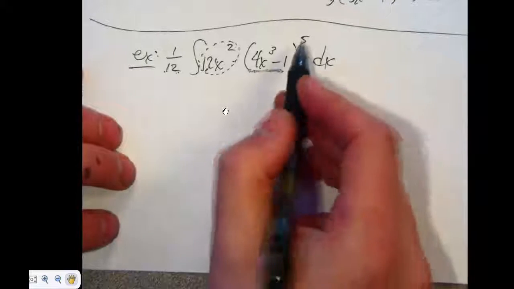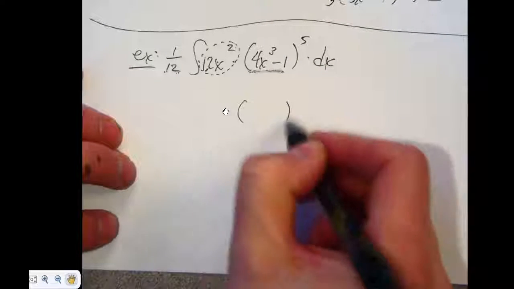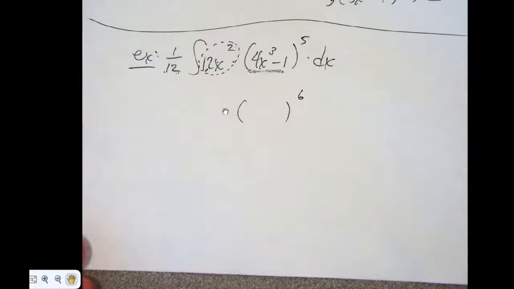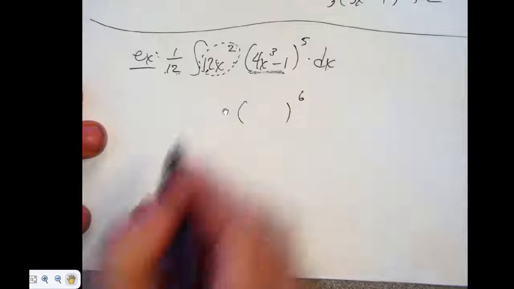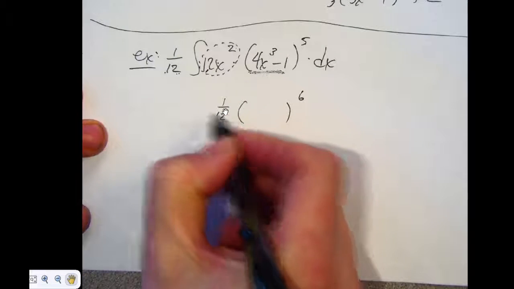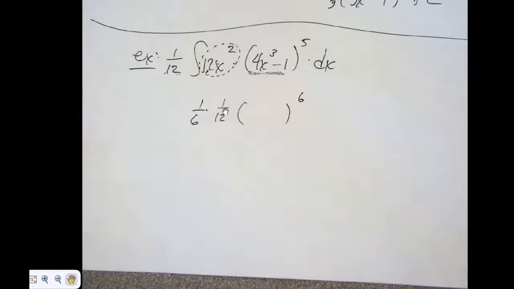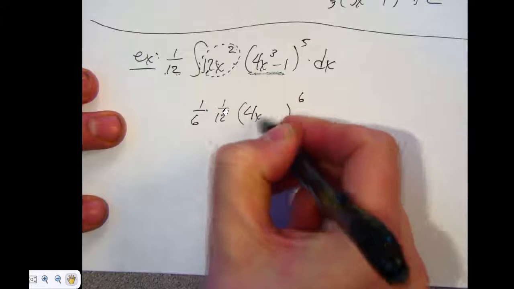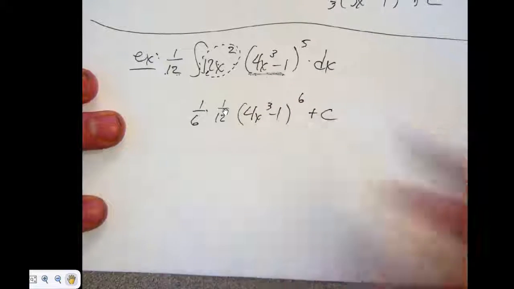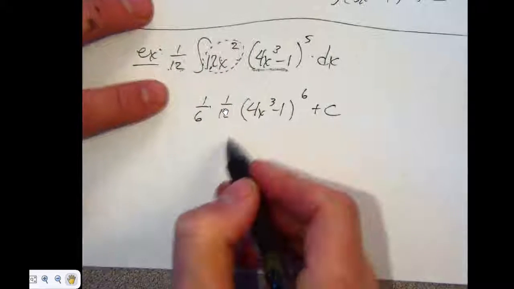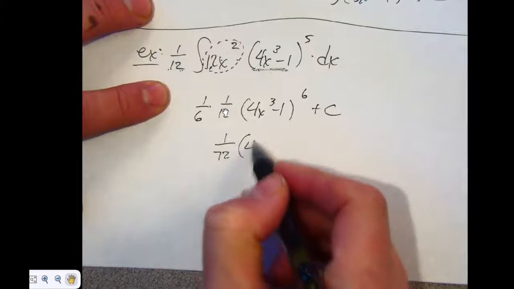So now I would integrate the big guy. I add 1 to the power and multiply by the reciprocal of the power. But there was a 1/12 out there that still has to be taken into account. Leave your little guy alone. You've got your plus C, so this would be 1/72.